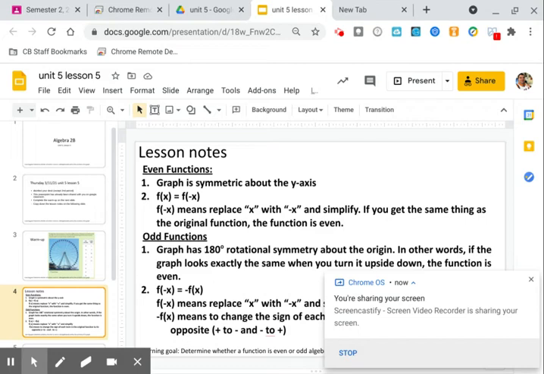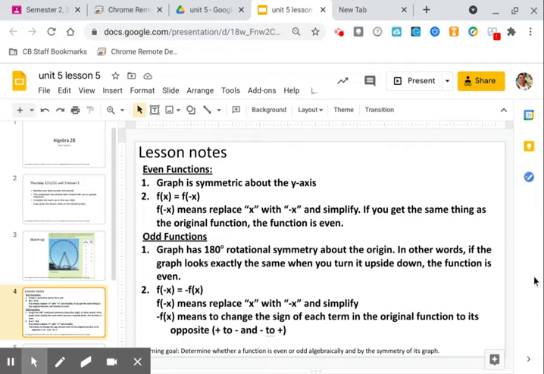All right, we're up to lesson 5 now. Lesson 5, we are going to talk about something called even functions and odd functions, and what makes a function even or odd. And also, is it possible for a function to be neither even nor odd? First things first. Let's look at the examples.